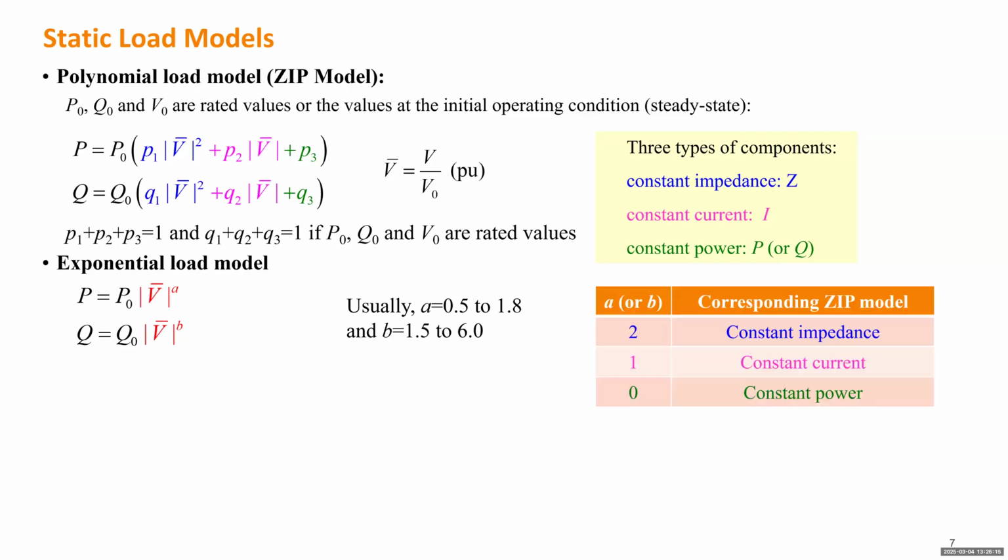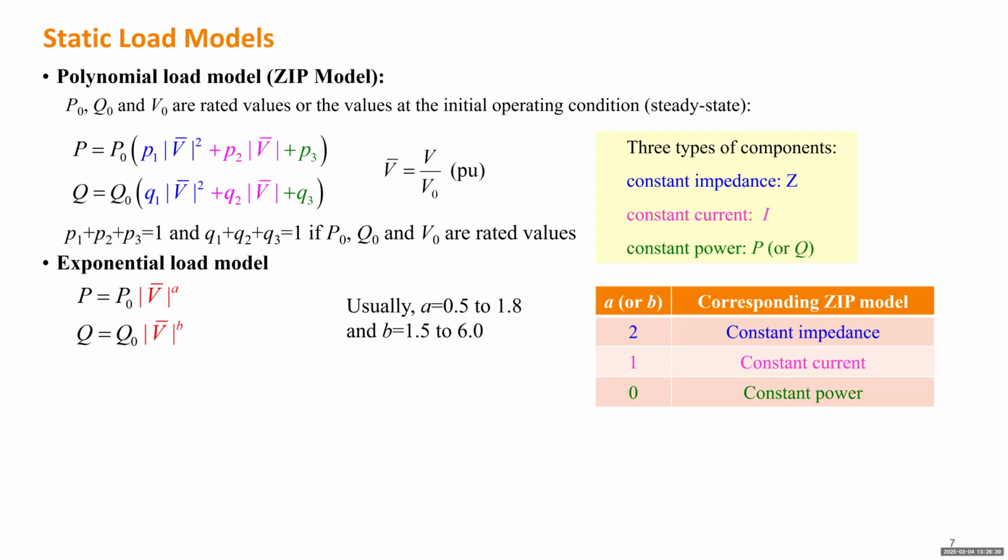So if you compare the exponential load model to the ZIP load model, if you let A be 2, the exponential load model will become a constant impedance load. If A equals 1, the exponential load model will become constant current. 0 means constant power.